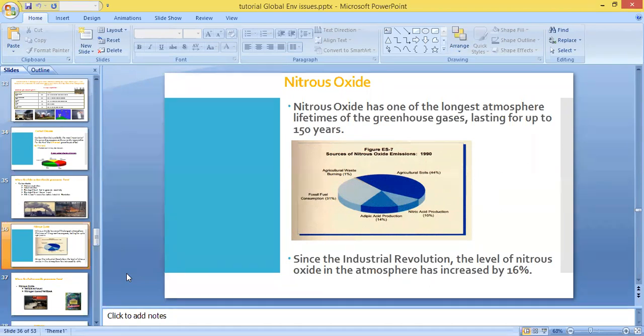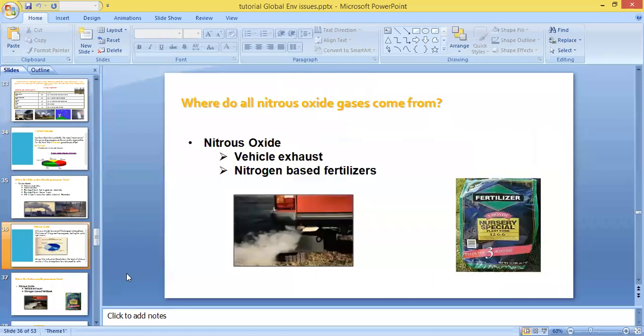All in all, you can see over here that the different ratios of nitrous oxide emissions are also mentioned. Since the industrial revolution, how much was CO2? It was one third. The level of nitrous oxide in the atmosphere has increased by 16%. CO2 was 33%, this is 16%. So you can just imagine that due to the second contributor, nitrous oxide, the proportion of these greenhouse gases has increased by 16 percent.